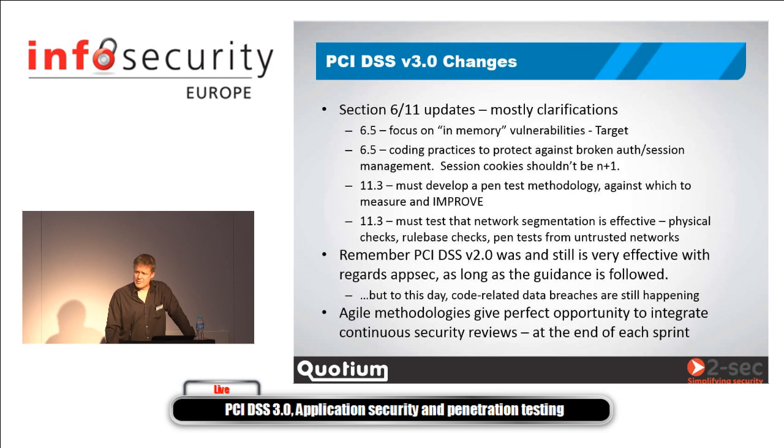But that's really there to make sure you've got a baseline against which you can measure and improve. It's not there to make your life difficult, it's there to help you. And there's some other stuff around checking network segmentation is effective, but as this is more of an AppSec talk, I won't go into that. So I think PCI DSS version 2 is still very effective at securing applications, as long as you follow and understand and implement the guidance correctly.